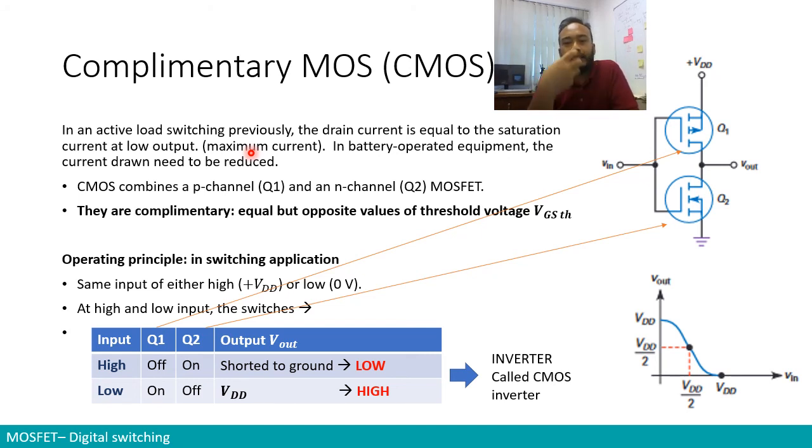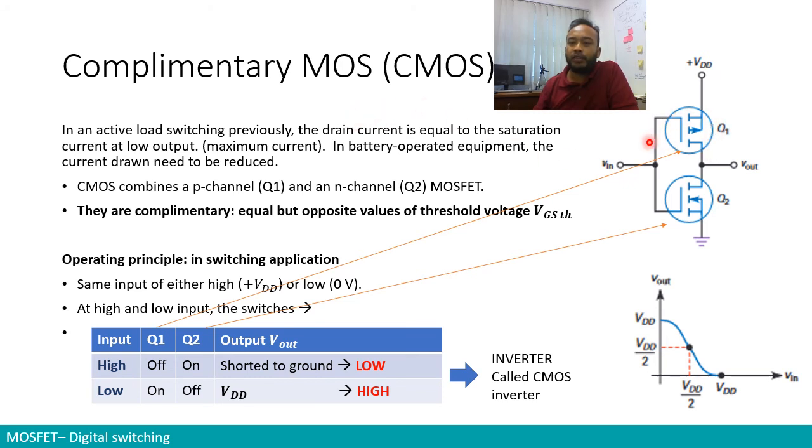So in this battery operated equipment, this maximum fluctuation of current drawn from the battery is not good for the longevity of that battery. So what we need to do is basically to reduce that current fluctuation, from zero to saturation current. So what we do as a solution is we have what we call complementary MOS, CMOS. What is complementary MOS or CMOS?